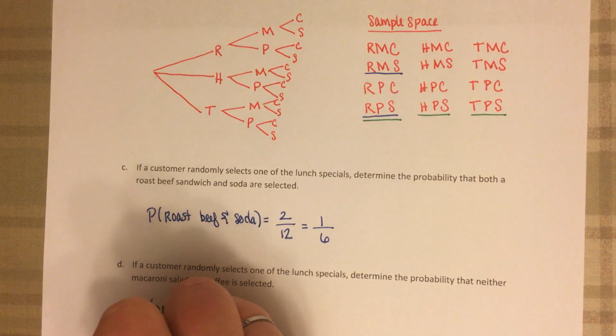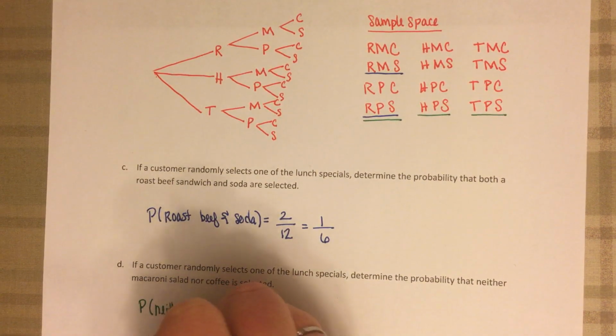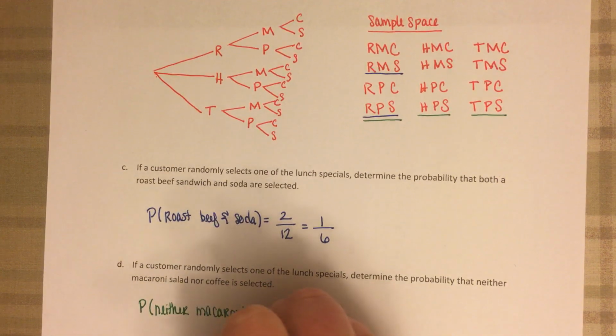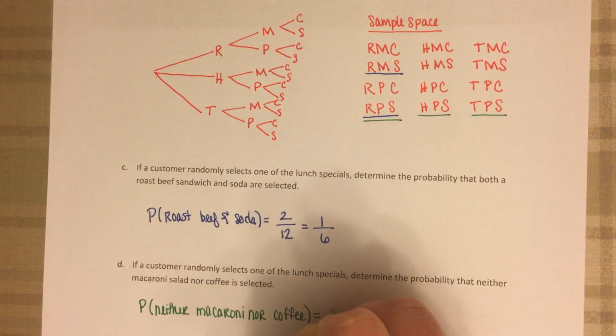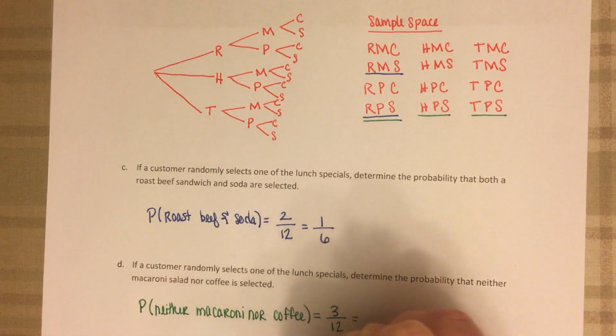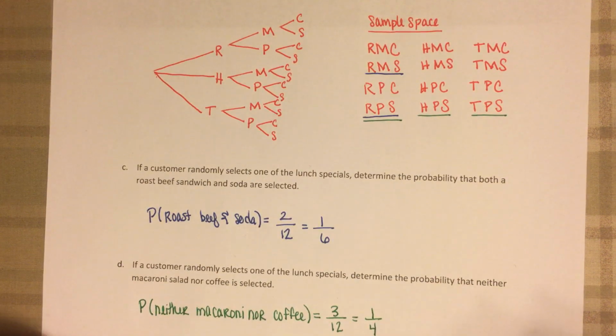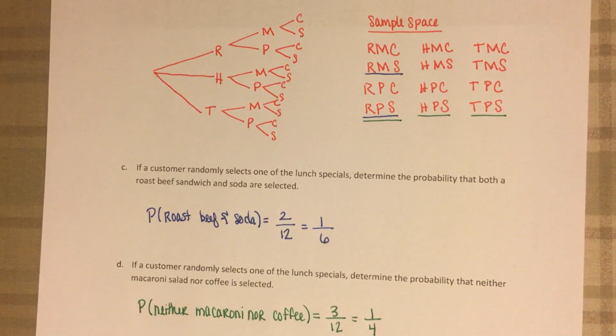So our probability of neither macaroni salad nor coffee is going to be 3 out of 12, which then reduces to 1 out of 4 as a simplified fraction. Okay. So our sample space looked a little bit different than the one from our first example. We still had 12 different sample points in our sample space. Again, once we had our tree diagram drawn out, we could use it to generate a list of all of our events in our sample space, and then we could go from there.